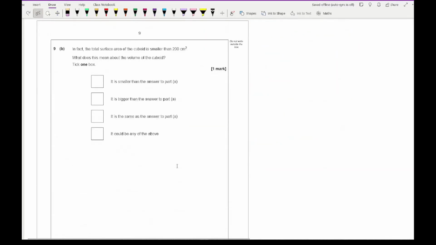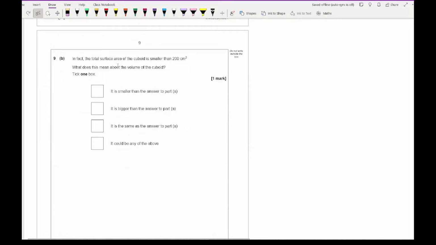Then the next question says, if in fact the surface area of the cuboid is smaller than 200 centimeters squared, what does this mean to the volume of the cuboid? So is it smaller than part A, bigger than part A, the same, or could it be either? Now for this, obviously if the surface area has got smaller, that means the volume is going to be smaller, so we're looking for the top option.